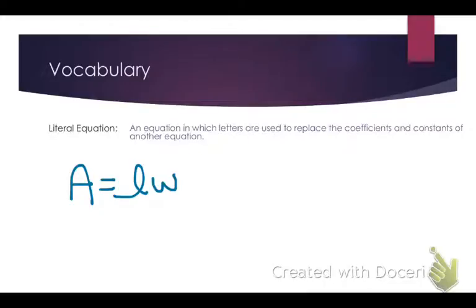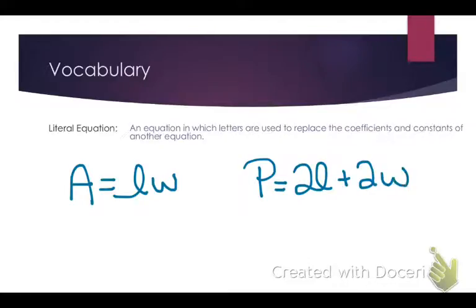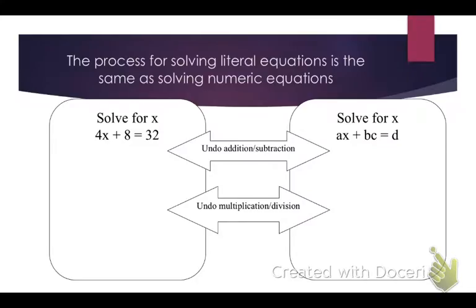There's lots of formulas that you encounter. The perimeter of a rectangle is 2 times length plus 2 times width. We've got more than one variable. All right. Now, the process for solving literal equations is the same as the process for solving numeric equations. So the example over here on the right is a literal equation. We're solving it for x, which means our goal is to get x all by itself.